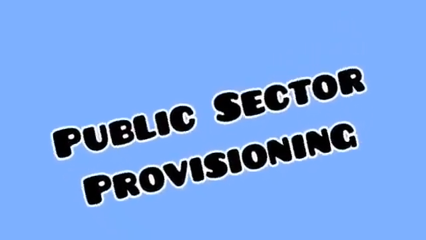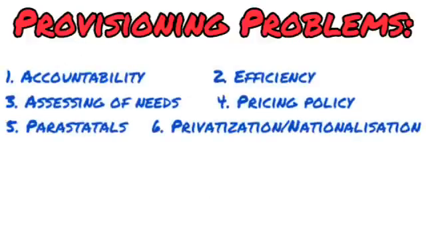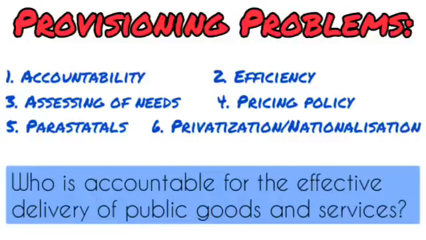...which is to provide goods and services. So usually for us to end up with a public sector failure is because we have what we call provisioning problems, meaning they were trying to provide, but they ran into some problems, and those problems include accountability, efficiency, assessing of needs, pricing policy, parastatals, privatization/nationalization.